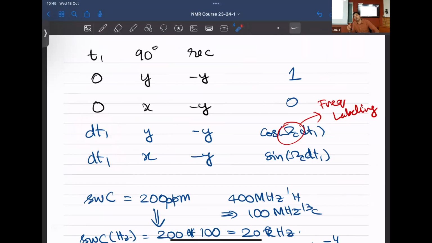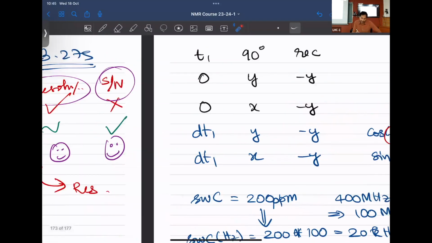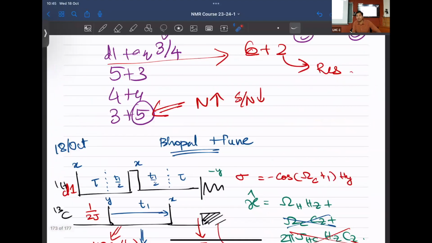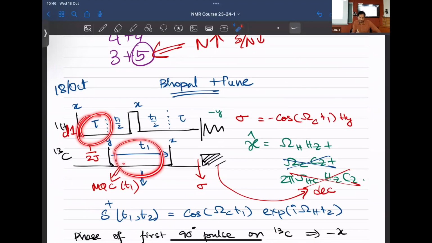If you want higher and higher resolution, you want more and more points. But the problem of getting more and more points, as you are rightly able to understand, is that if this becomes 50 milliseconds, and your 1 over 2J is about 4 milliseconds, 4 plus 50 plus 4 is already 58 milliseconds. But the signal dies within 100 milliseconds, so you have only 40 milliseconds of signal here.